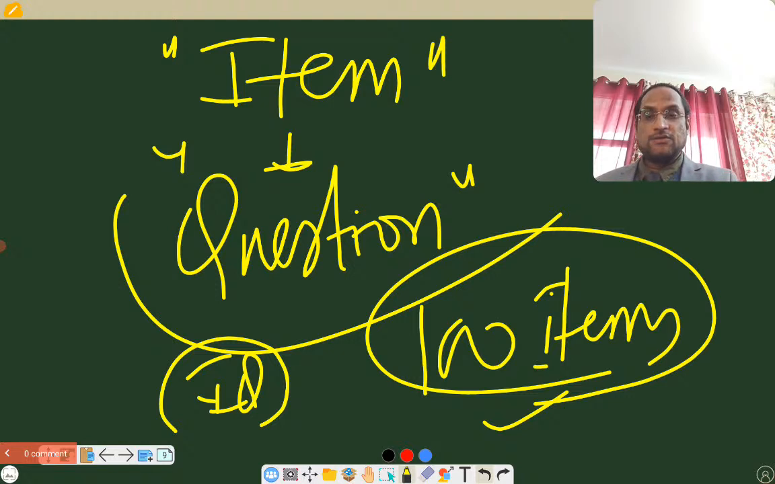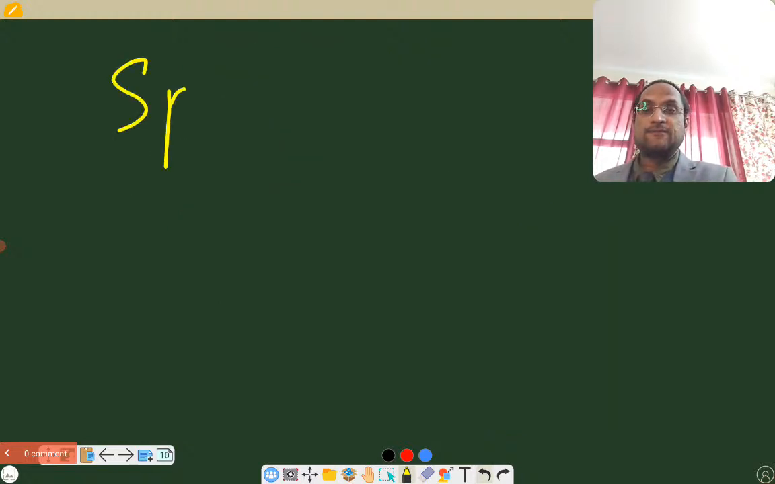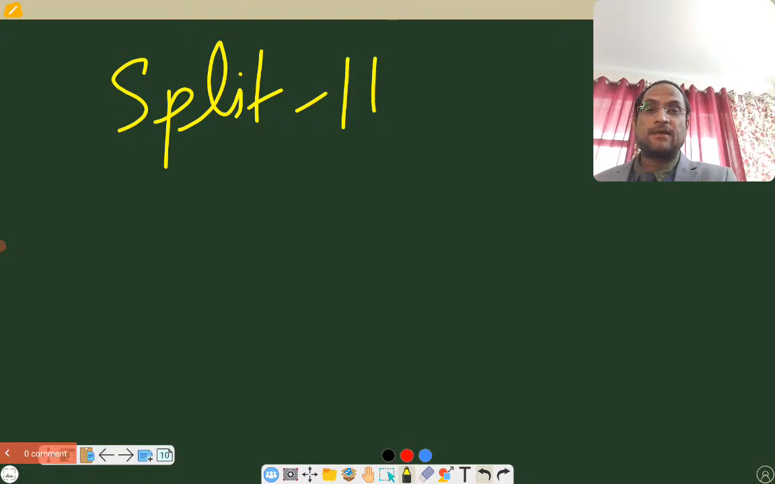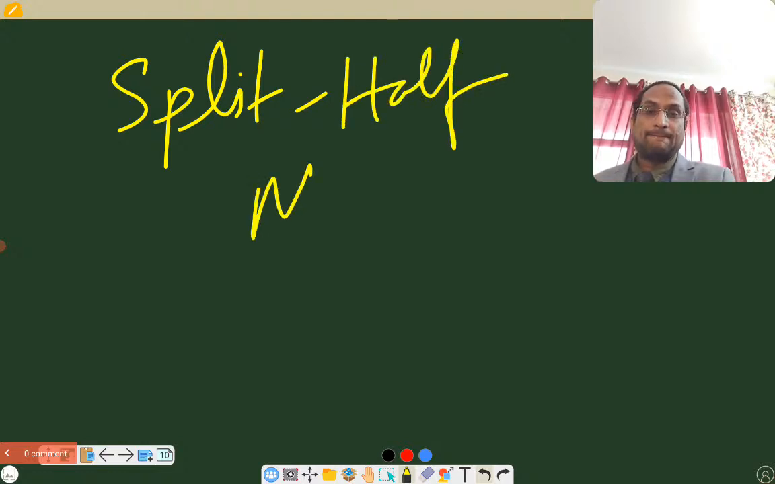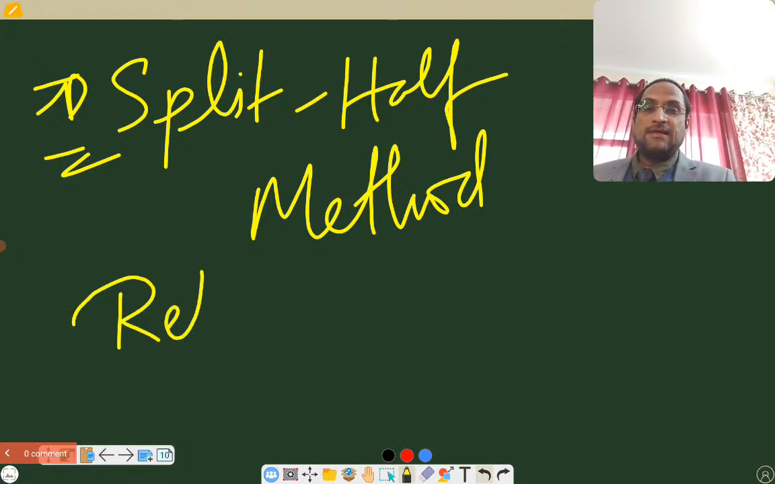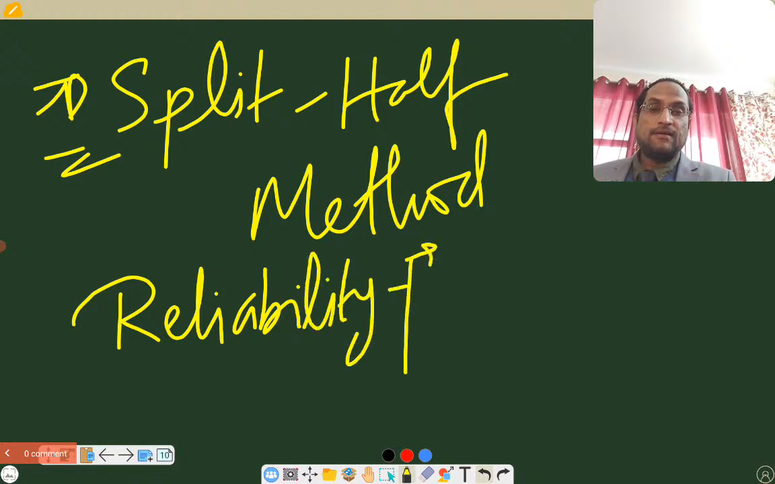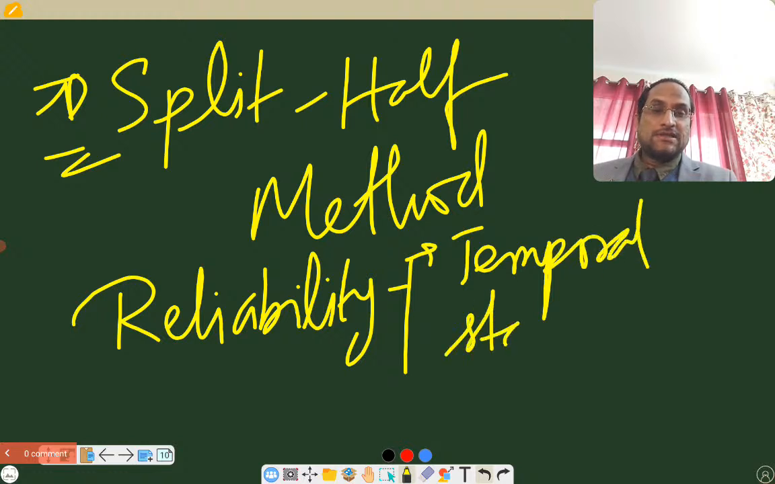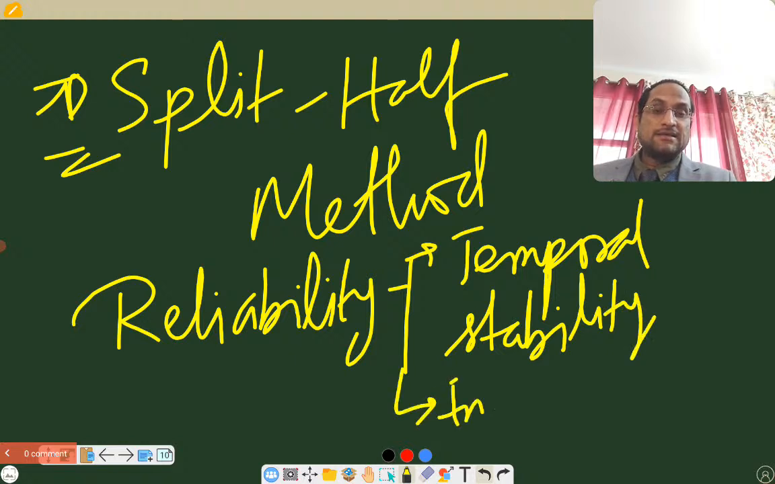Each section. So how do we do it? Split half. We split it into two halves. Split half method. Two things we have seen under reliability. One is temporal stability. Temporal stability is there. Then there is internal consistency, as we have talked about right now.